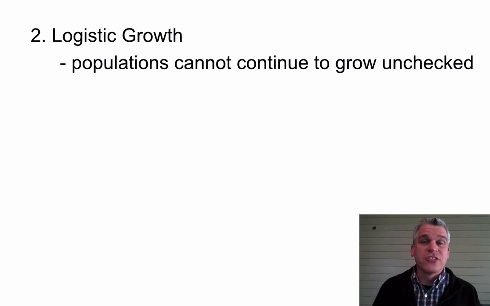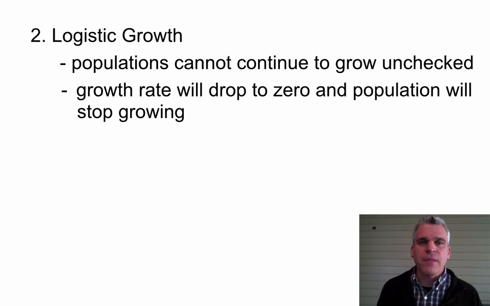What we see more often is a logistic growth pattern, where because populations just simply can't continue to grow unchecked, they're going to level off at some point. And when they level off, we say that the population rate will drop down to 0. Now note, we're saying that the rate is dropping down to 0, not the population. So the population can still be high. All we're saying is that the population is not getting any bigger. It's simply staying the same.